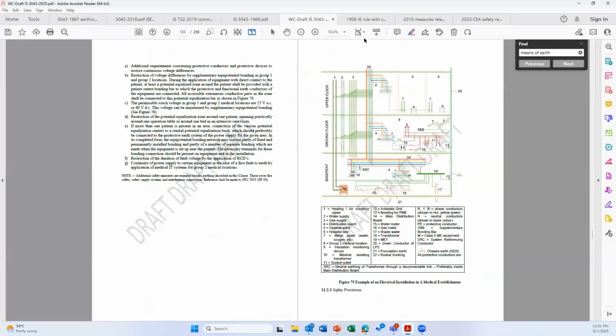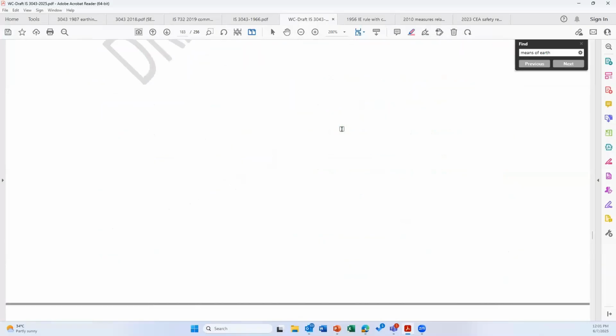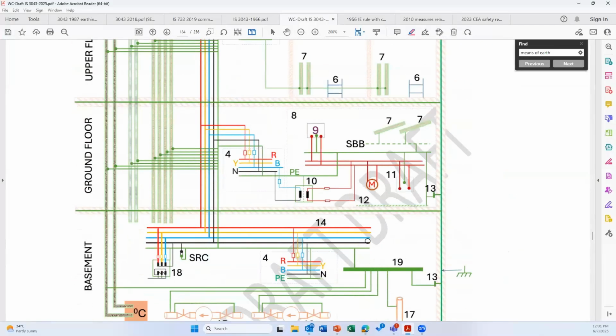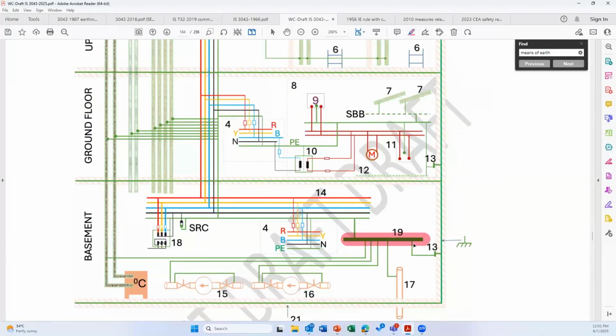Similarly, for medical installations, hospitals, how to make earthing, you have the common earth bus bar. All the metal parts are connected to the common bus bar. Please note that this figure is from National Electrical Code 2011. So then you have the common earth bus bar. It is running all around. All the metallic installations are connected to the common bus bar.